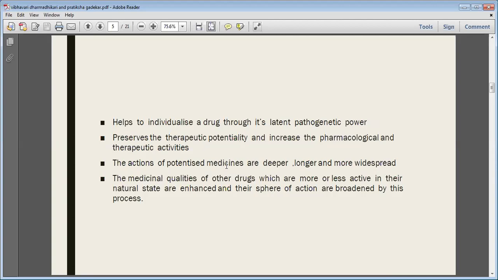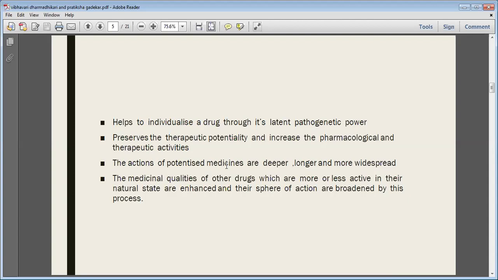The potentization will also help to individualize the drug from the other drug substances. Then potentization not only preserves the therapeutic potentiality, but it also increases the pharmacological and therapeutic activity of that particular drug. Then the abnormal susceptibilities, constitutions and miasms can be cured by the dynamic and deep action of that drug. This is possible not only by potentized medicines, but also by the minimum dose. The actions of potentized medicines are deeper, longer, and more widespread.